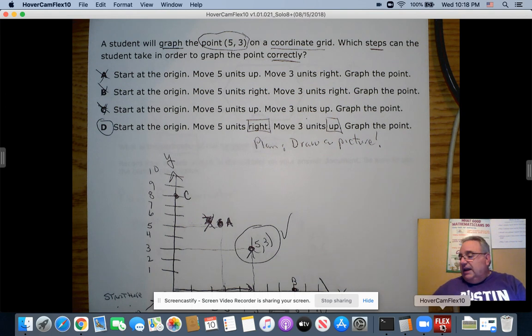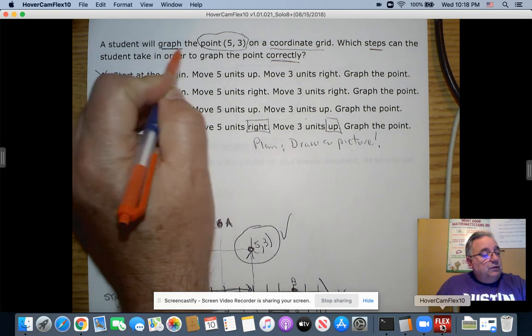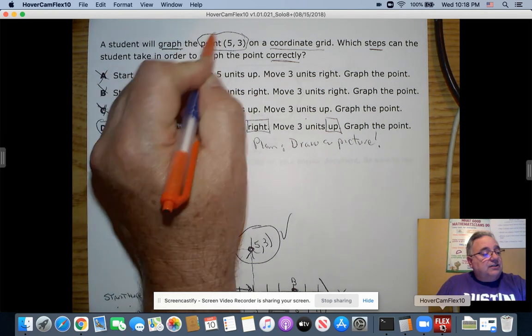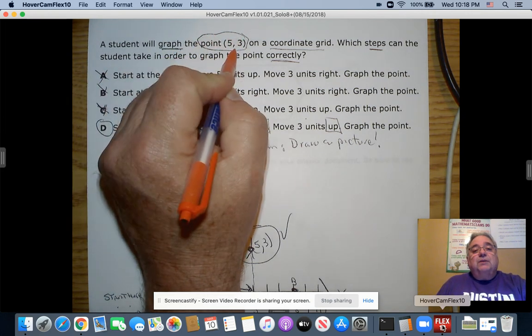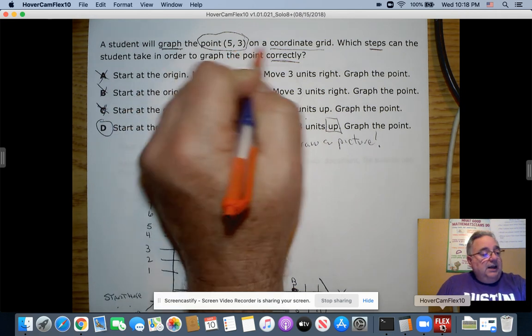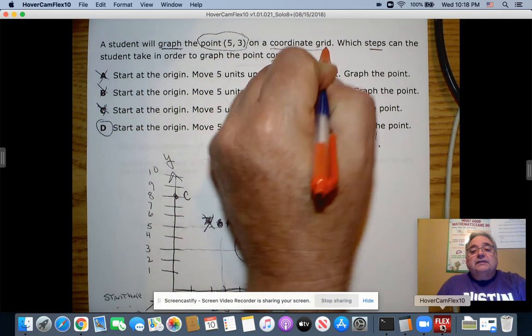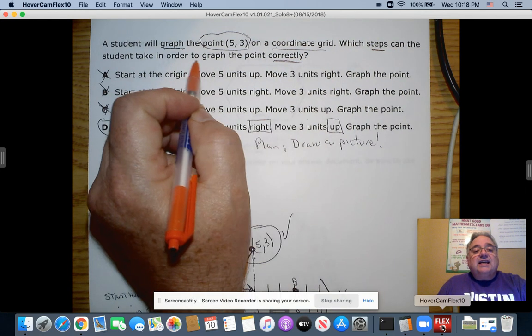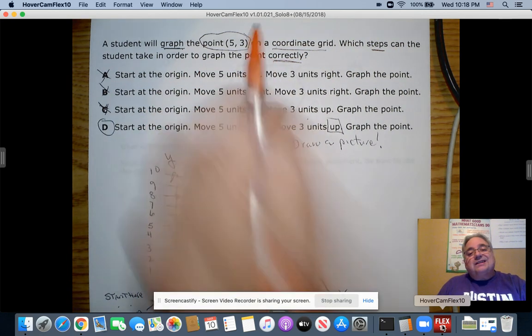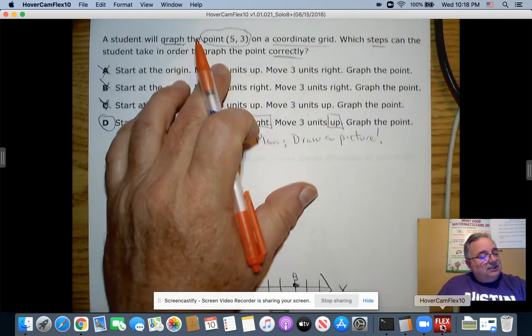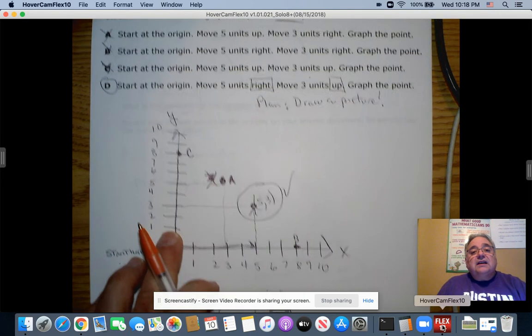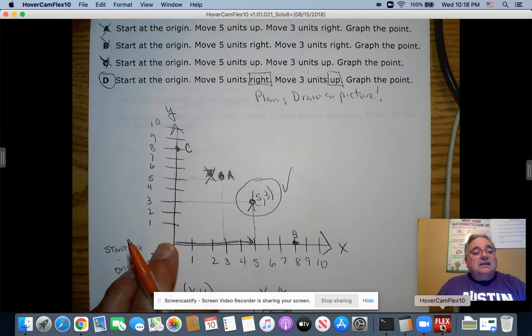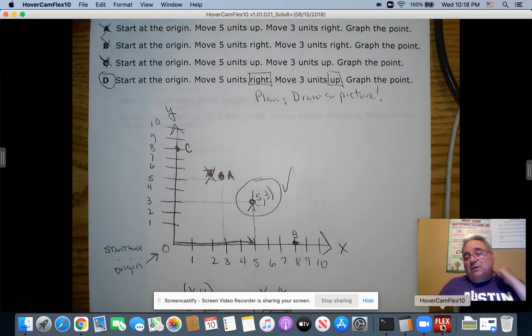So I went ahead and took my pen and underlined "student will graph." Then I circled the information that I'm going to be graphing and where I'm going to be doing it, on the coordinate grid. Then it says, which steps can the student take in order to graph the point correctly? Then I see the answers here. There are 4 of them. I said, man, what did I need to do? And it came to me.